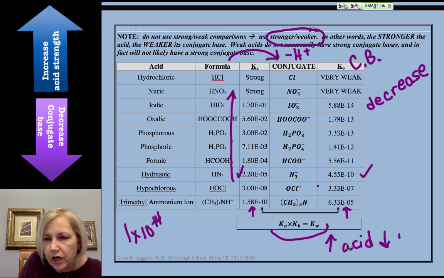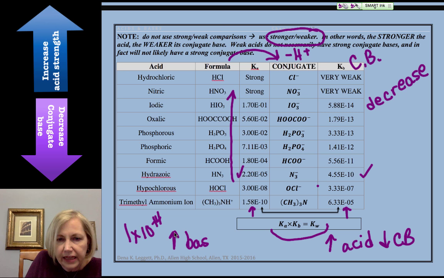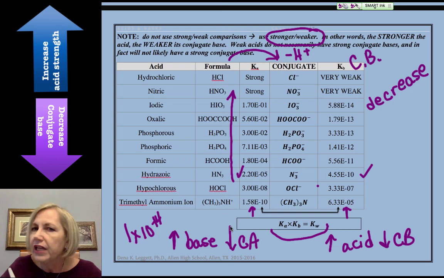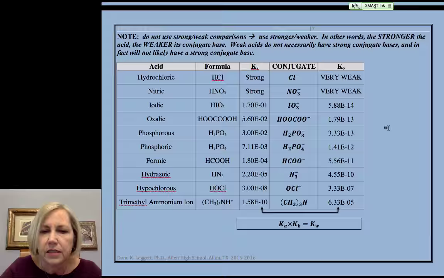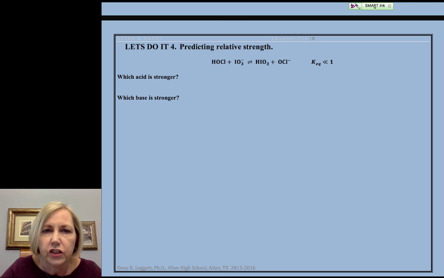We could also say if we increase our base strength, we decrease our conjugate acid strength. But don't think weak versus strong. It's weaker and stronger. It's a comparative term. And you'll see lots of different types of questions on that. So let's take a look at this one where we predict strengths.